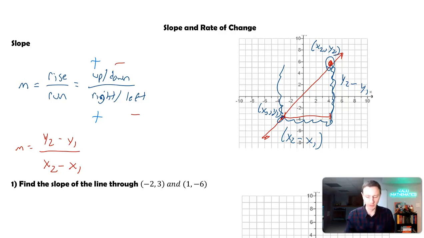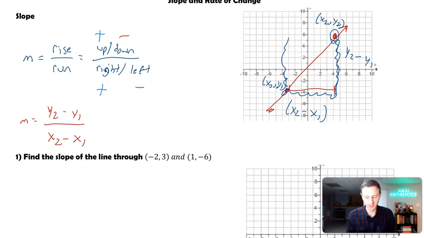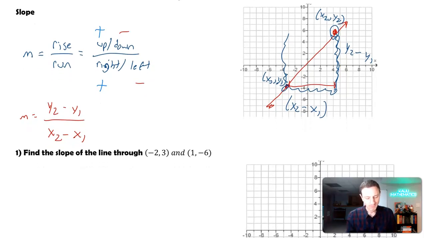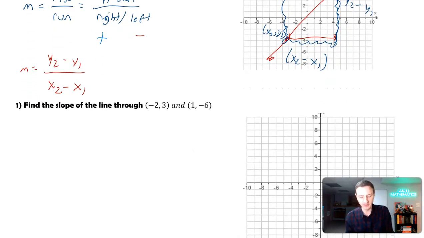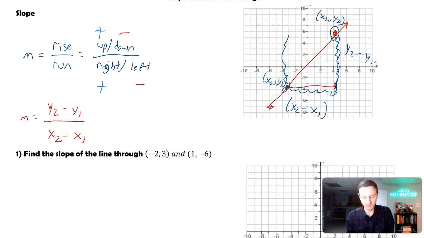There's a lot more we could talk about with slope, but as we go through this video, we'll define more pieces of slope. But let's go ahead and just start finding slope. So we have number 1: find the slope of the line through the points (-2, 3) and (1, -6). When you're trying to find slope between 2 points, there are a couple of different ways that you could do this.